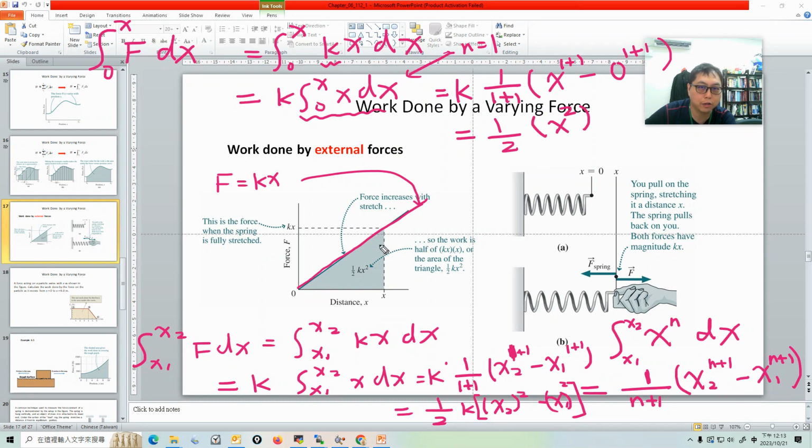When we use the integration for this example, 1 over 2 kx squared is equal to the area under the curve. Because this curve is very simple, you can directly calculate the area under the curve. It's Hooke's law, F equal to k delta x. So the x corresponds to the force kx. The area under the curve is this triangle. This is kx and this is x, so the area is 1 over 2 times kx times x, so it's 1 over 2 kx squared. It must be equal to the integration.